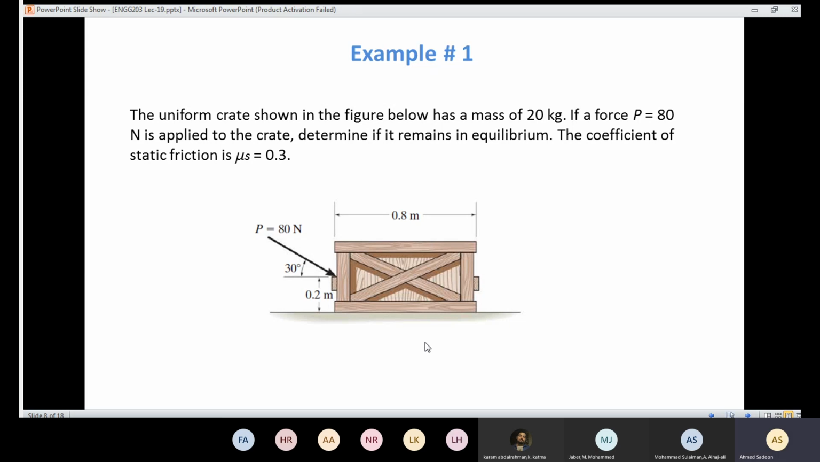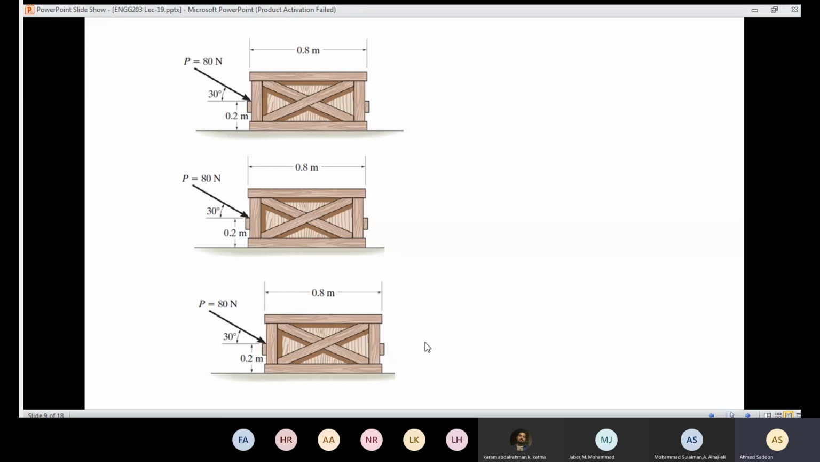Before that, we need to understand how the box is going to be unstable. So in option 1, I'm going to apply that force, and we are not going to see any movement. In that case, the box is stable. So the box is in equilibrium, even though I apply that force. That means the frictional force is more than the applied force.